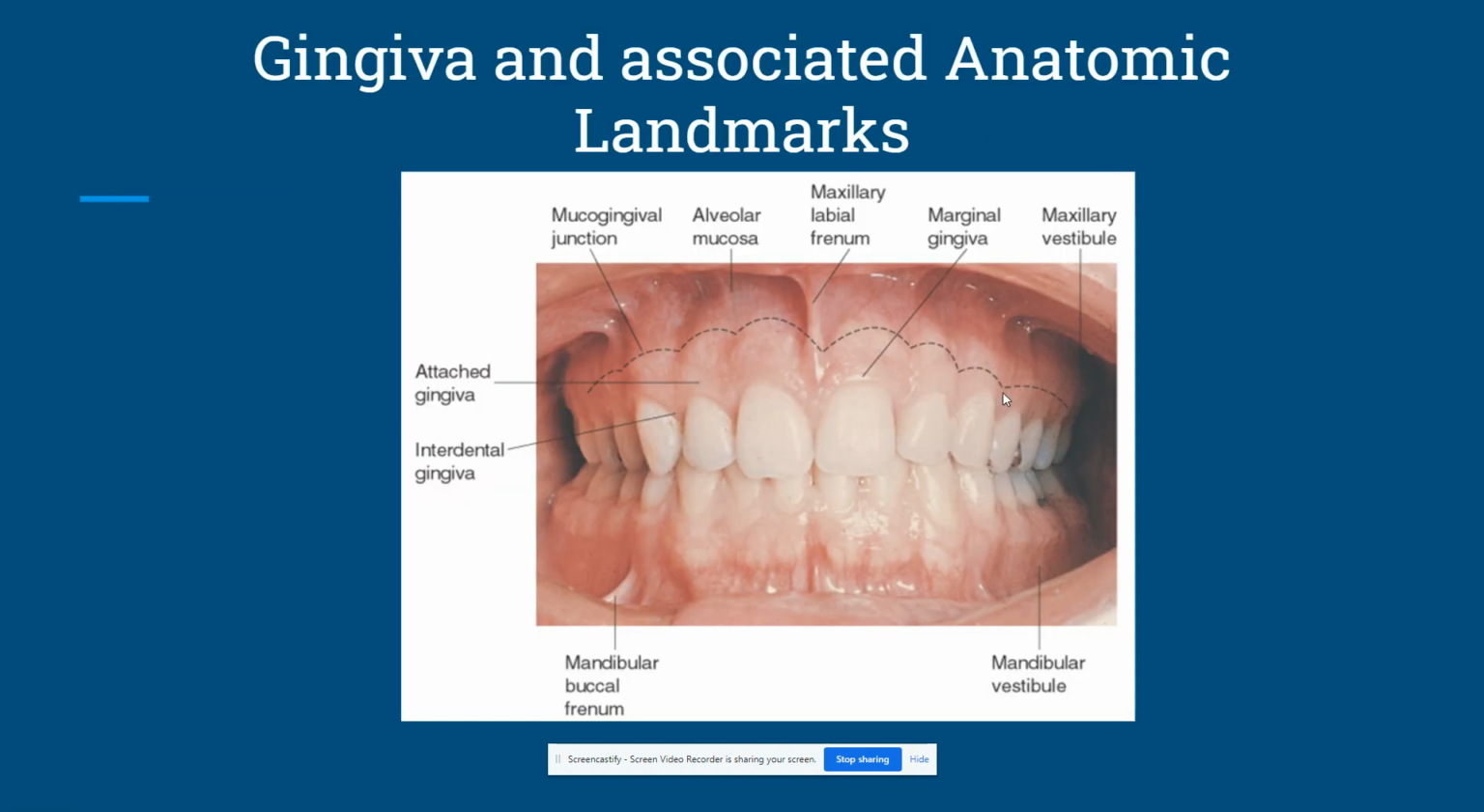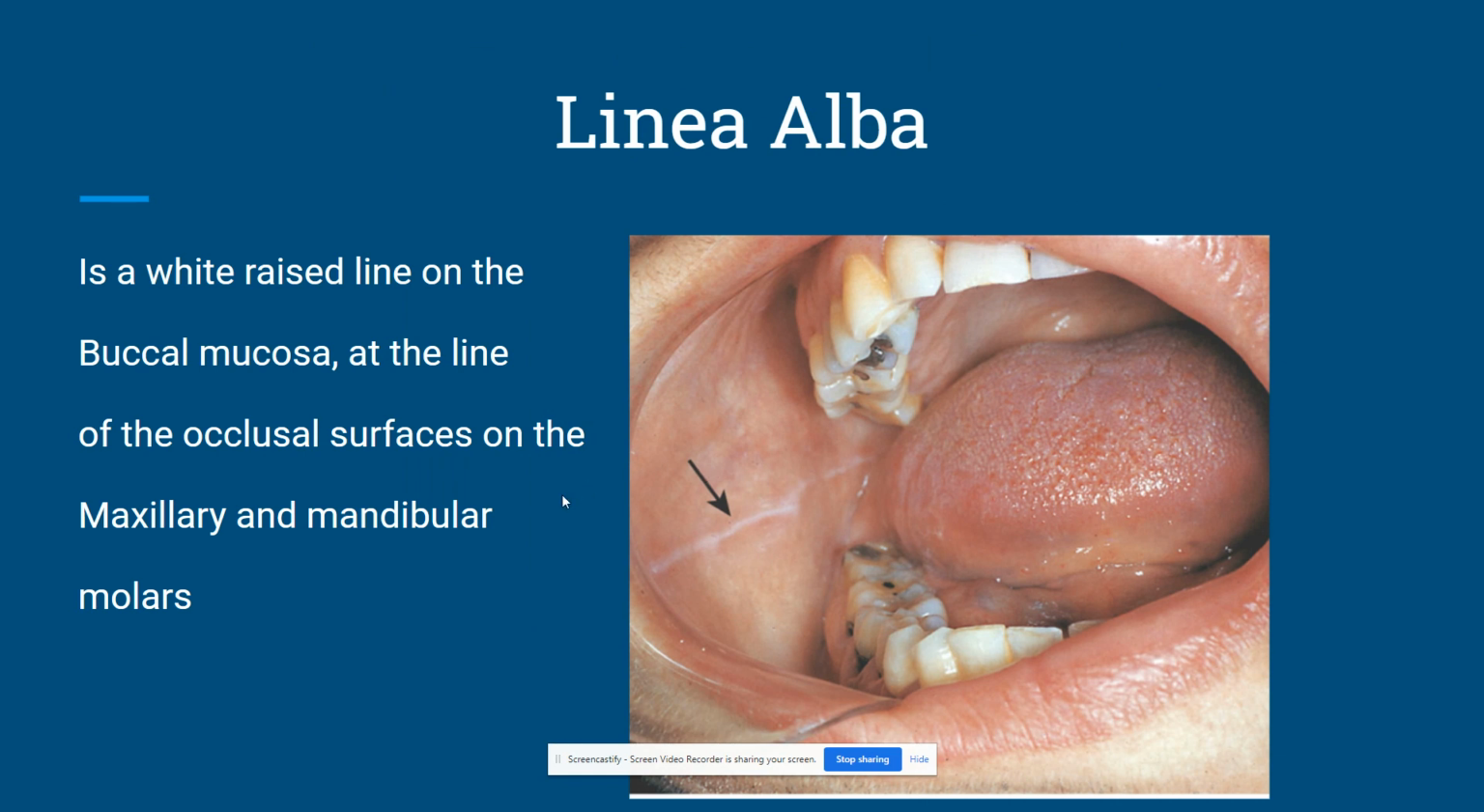So here we have our mucogingival junction again. We have our labial frenum. Here's a buccal frenum here. It's not labeled. Here's another name for the papillae, interdental papillae. It's also called the interdental gingiva. So this little triangle here is what your floss touches when you floss your teeth.